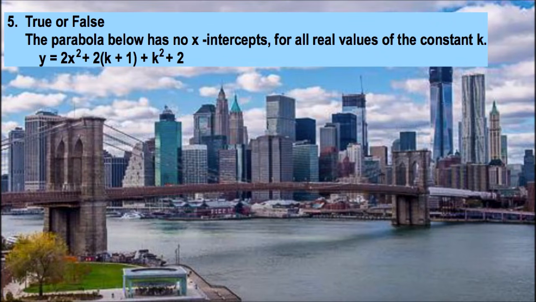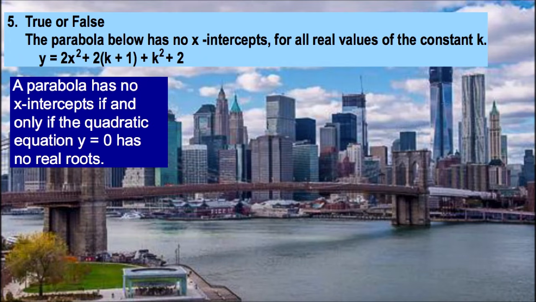Question 5. True or false? The parabola below has no x-intercepts for all real values of the constant k. y equals 2x squared, plus 2 times the quantity k plus 1, x plus k squared plus 2.